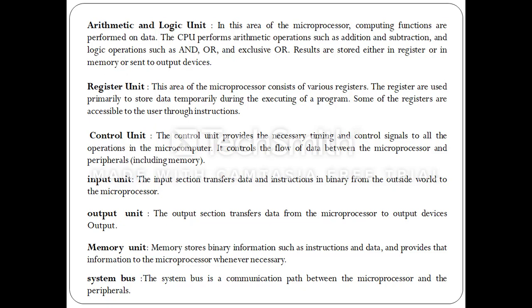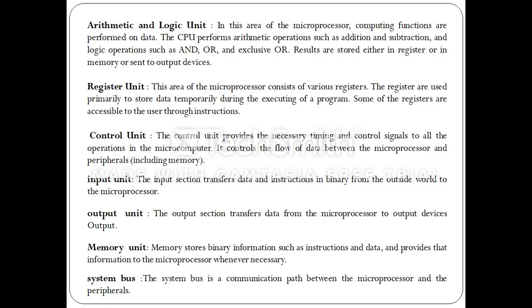Next is the register unit. This area of the microprocessor consists of various registers. The registers are used to store temporary data during execution of a program. Some of the registers are accessible to the user through instructions. Next one is the control unit. The control unit provides the necessary timing and control signals to all operations in the microcomputer. It controls the flow of data between the microprocessor and peripheral devices, including memory.